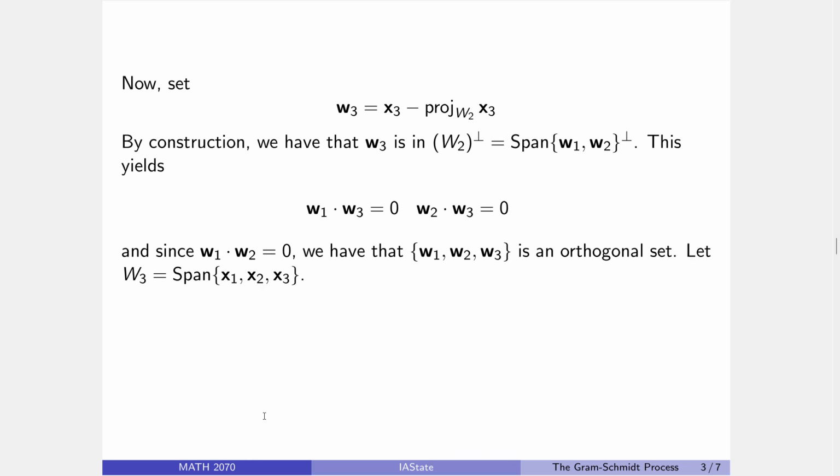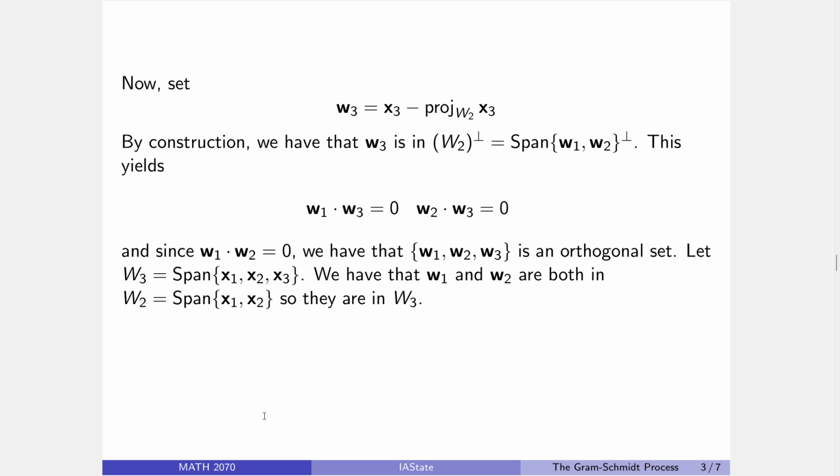Now, the real money here is to show that big W3, being the span of X1, X2, X3, would coincide with the span of W1, W2, W3. That would mean that at each iteration here, I'm making a bigger orthogonal set, but I'm not changing my spans, so in the end, I'll get a basis for W.